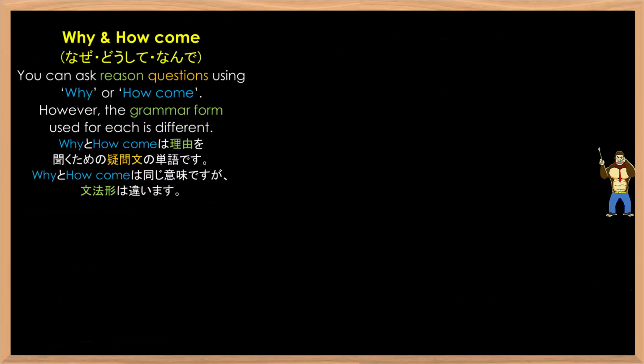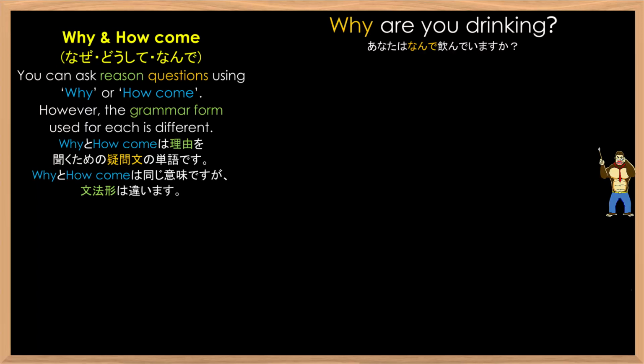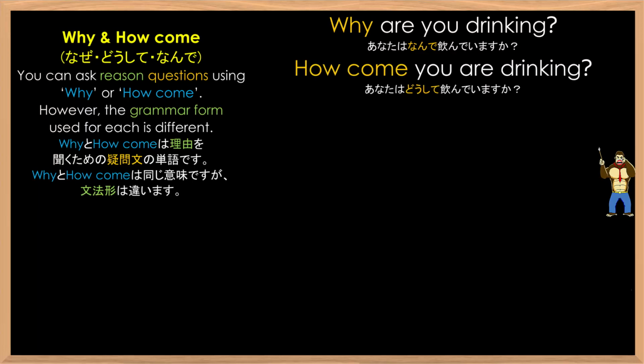All right, let's start. You can ask reason questions using why or how come. However, the grammar form used for each is different. So, for example, with continuous tense, we have, why are you drinking? And, how come you are drinking? If you notice here, the form of the sentence is different. The be verb are comes after why, whereas with how come, it comes after the subject.